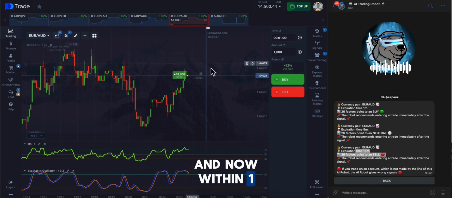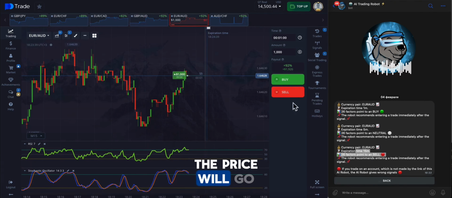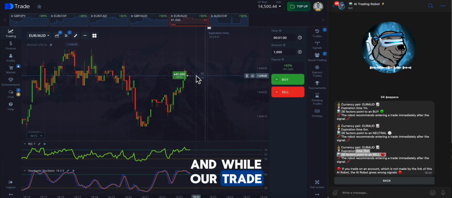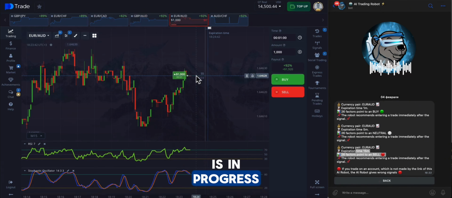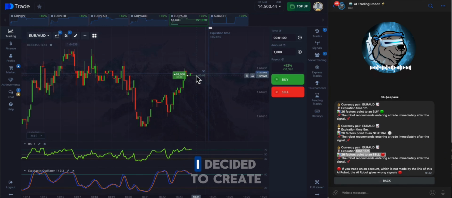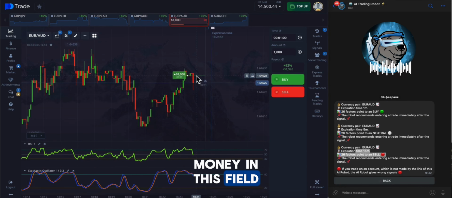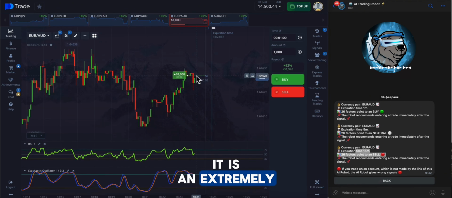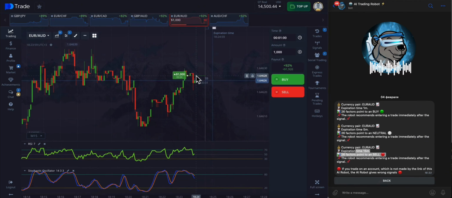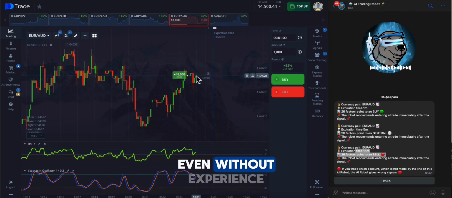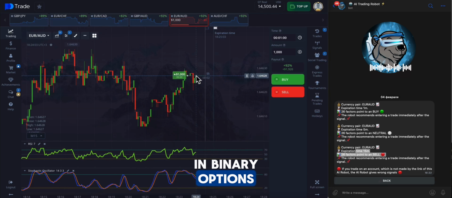And now, within 1 minute, we will understand where the price will go next. And while our trade is in progress, let's talk about why I decided to create this robot. I created this robot so that as many users as possible could earn money in this field. It is an extremely important tool, thanks to which anyone, even without experience, can make a profit in binary options.